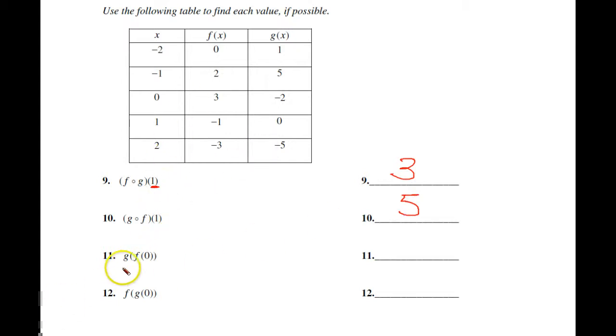Now, this is just another way of writing this one here. So we go to our f value where x is 0, and we get a 3 for our f value. We then go into this column, but we don't see a 3 anywhere here. So when that happens, it's not defined.